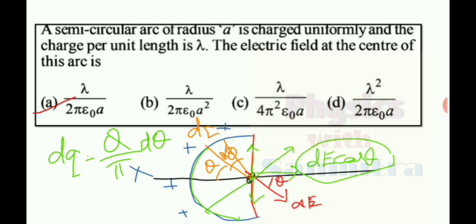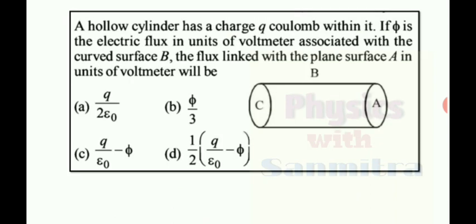Okay, next. A hollow cylinder has a charge q coulomb within it. If phi is the electric flux in units of volt-meter associated with the curved surface B, then the flux linked with the plane surface A in units of volt-meter will be.